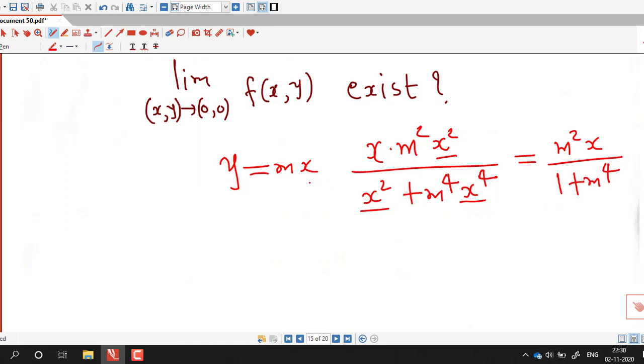And if we take (x, y) tending to (0, 0), x will tend to 0 and the limit of this will be 0. So the limit along each line will be 0.